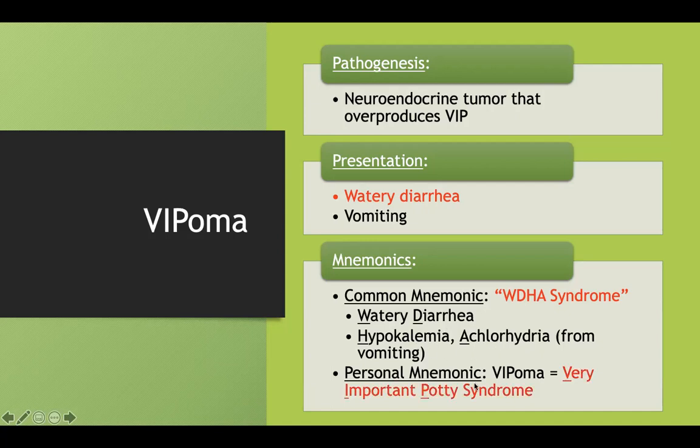My mnemonic here is that vipoma is a very important potty syndrome, because if you're having watery diarrhea and you're having significant vomiting, honestly, the only thing that would matter to you is this bathroom, and that helps me remember it's diarrhea. I go over this in the pancreas lecture, that anything with severe vomiting would cause hypokalemia and achlorhydria. So take a look at that. But just know for now, vipoma is associated with watery diarrhea, hypokalemia, achlorhydria.